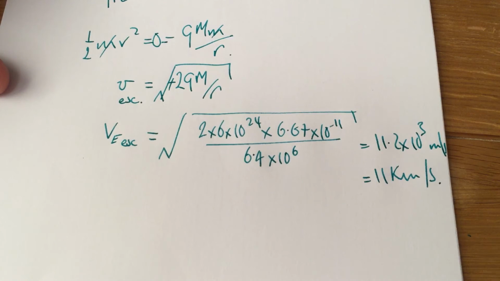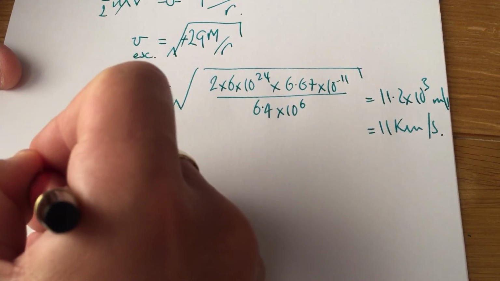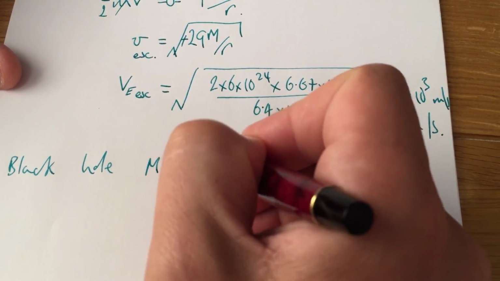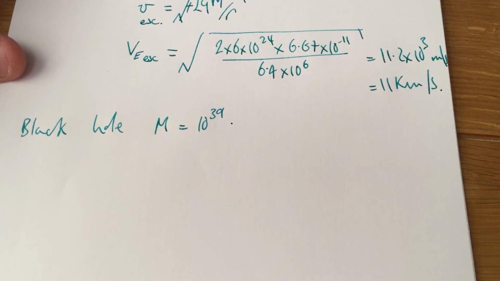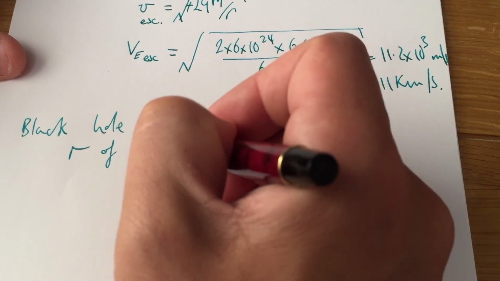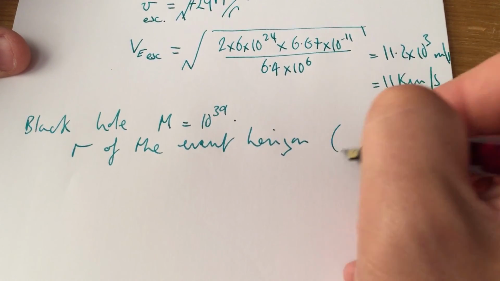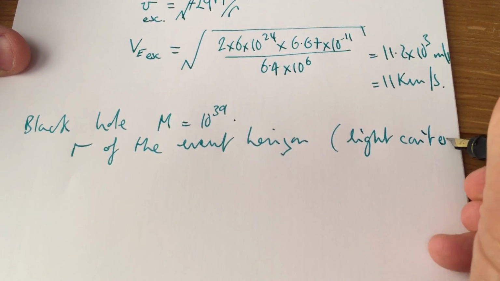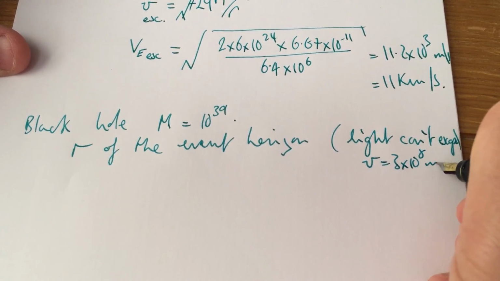We could do the same for something like a black hole, just to make it interesting. A black hole with a mass of 10 to the 39. What's the escape velocity? Well, no, actually, should we say what's the radius of the event horizon? The event horizon is when not even light can escape. And what's the velocity of light? 3 times 10 to the 8 meters per second.